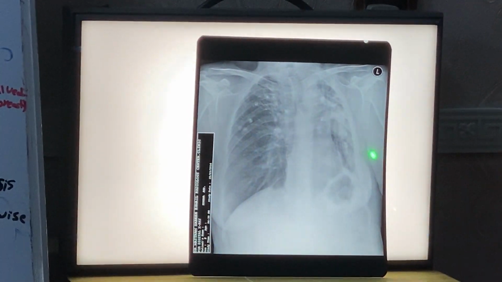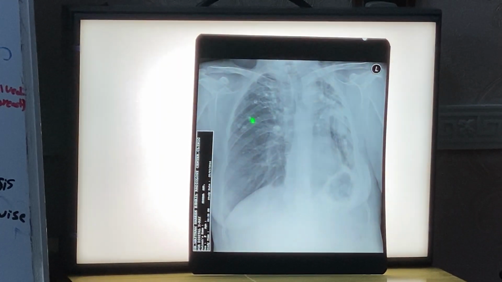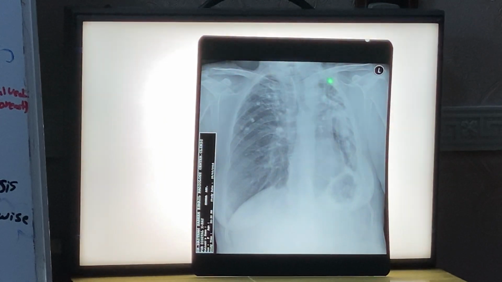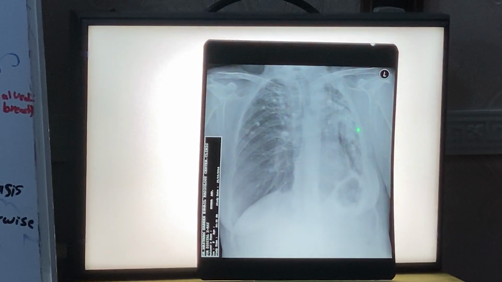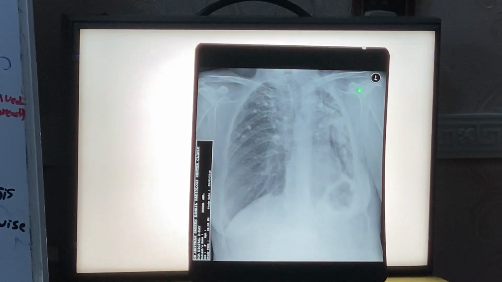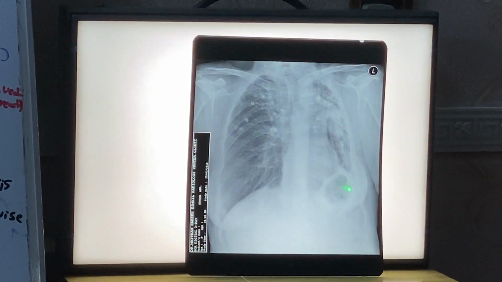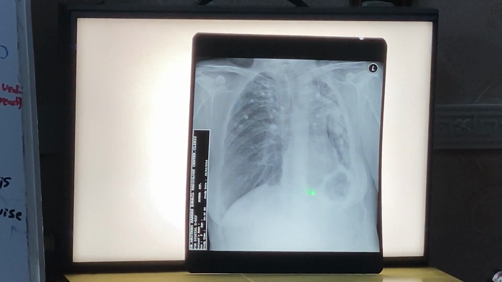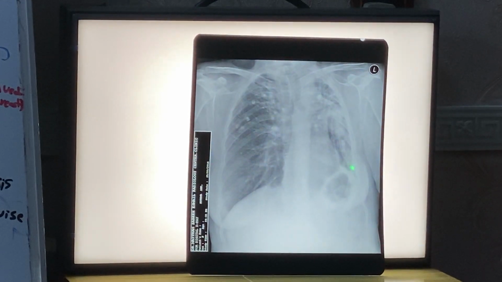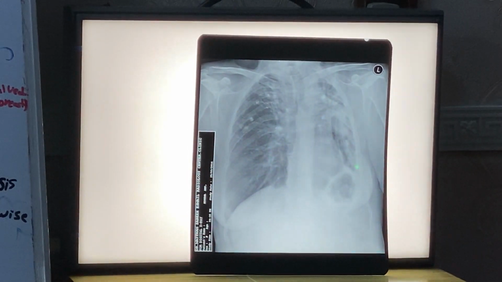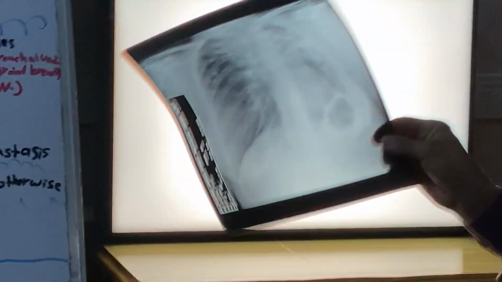Chest X-ray, PA view, dated, labeled, named. You see multiple calcification on the right side, also on the left side, and this is an opacity at the left middle zone with fibrotic band, elevation of the diaphragm on the left side with obliteration of the costophrenic angle. So diagnosis?